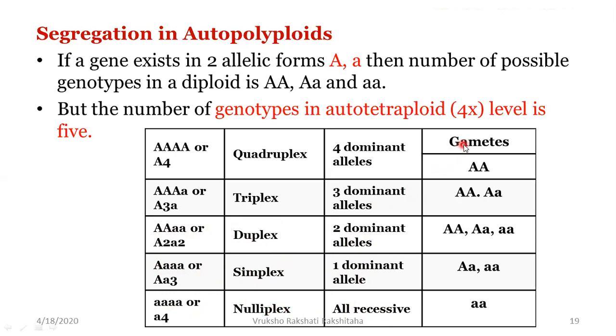Now let us look into the types of gametes formed. In quadruplex, all the gametes produced will be capital A capital A, so only one type of gamete is produced. In triplex, there are two types of gametes produced: one homozygous with capital A, and the other heterozygous with capital A and small a. In duplex, there are three different types of gametes: homozygous capital A, homozygous small a, and heterozygous, that is, one capital A and one small a. In simplex, with only one dominant allele, there are two types of gametes: capital A small a and small a small a. In nulliplex, there is only one type of gamete produced, small a small a.